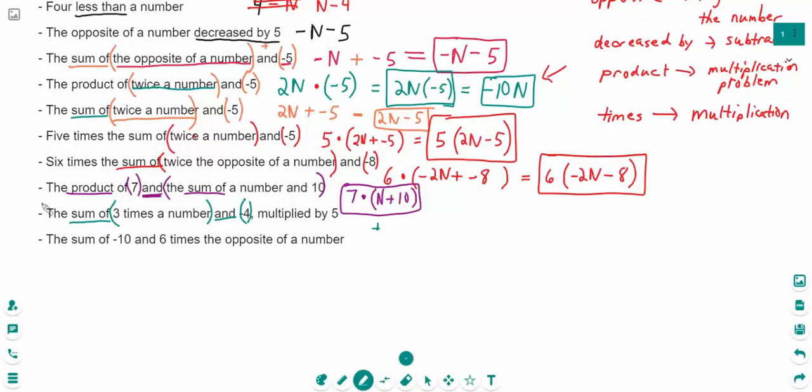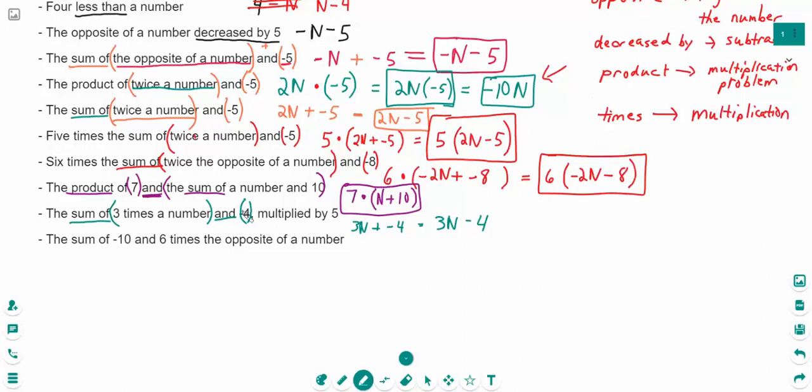So the sum of what? The sum of 3 times a number. 3 times a number would be 3n. And a negative 4. So the other addend here is a negative 4. The sum of 3 times a number and negative 4 could be written as 3n minus 4. Okay, so now we're done up to the comma. Now we can look at what happens after the comma.